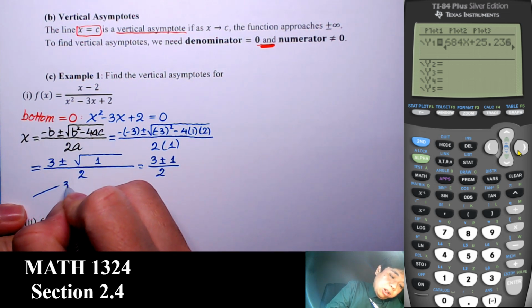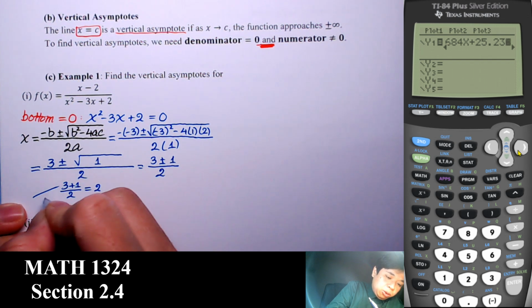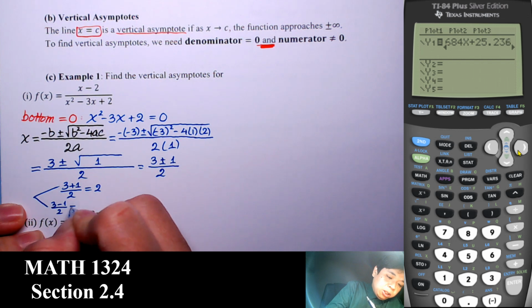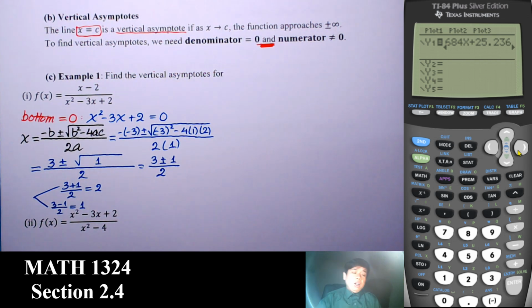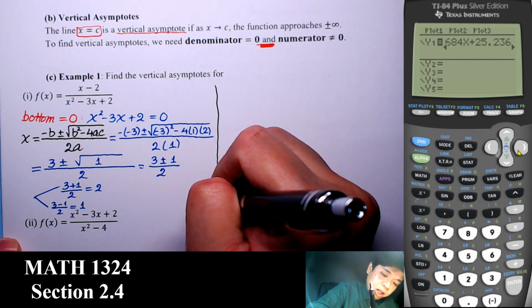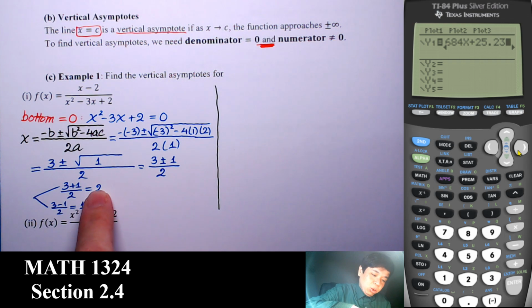We have 3 plus 1 over 2 going to be 2, and 3 minus 1 over 2 is going to be 1. So x equal to 1 or x equal to 2. So that's where the bottom equal to 0. That's the first part of it. Then we go to the second part: the top not equal to 0. Of course we can solve for that, but we already have x equal to 1 or x equal to 2.